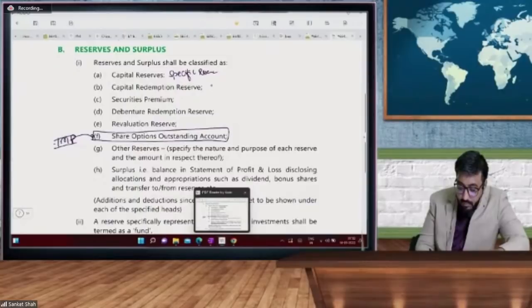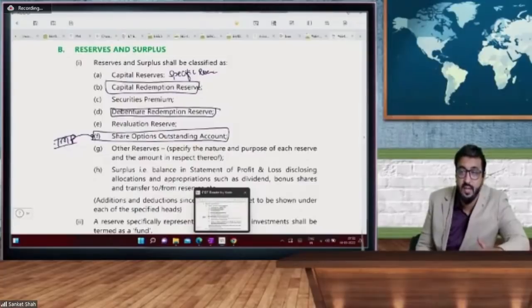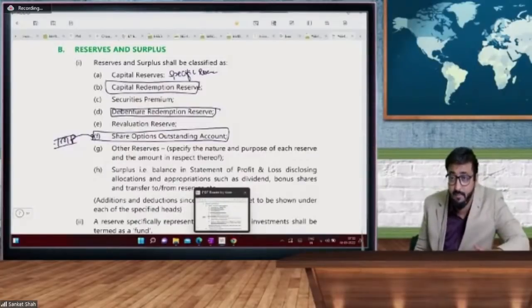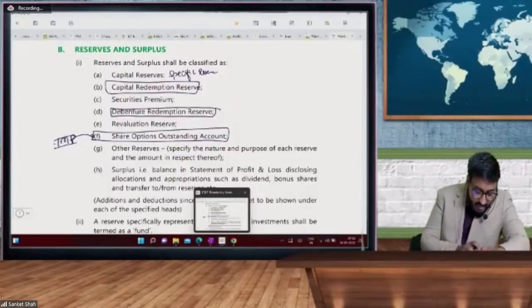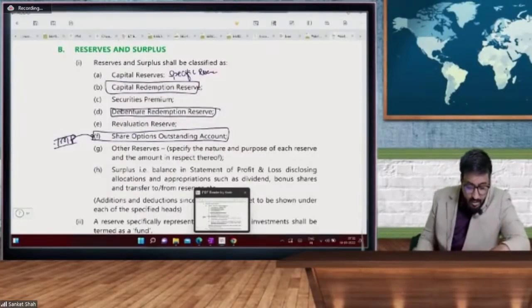Yes, beta. Can you tell me what is CRR and DRR? And when is it created? See, it's just a revision of your past chapters. Tell me what is the difference between CRR and DRR. How many of you can tell me the difference between CRR and DRR? Fast, my friends. Who can tell me CRR and DRR? Tell me quickly.